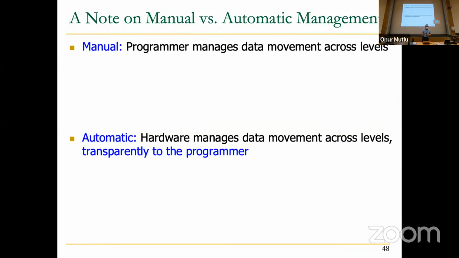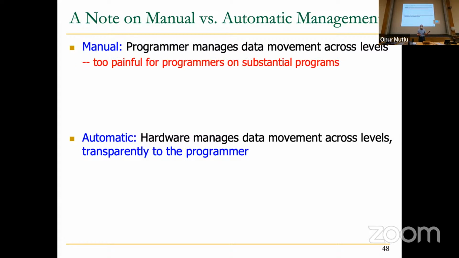Okay, so let's talk about manual versus automatic management because we kind of discussed this, but I think it's important to discuss this as well. So manual means programmer manages the data movement across levels. It could be the compiler also clearly. Well, let's not say programmer, compiler. Automatic means hardware manages data movement across levels transparently to the programmer with some system support potentially in virtual memory, as we will see. So manual is clearly too painful for programmers on substantial programs.